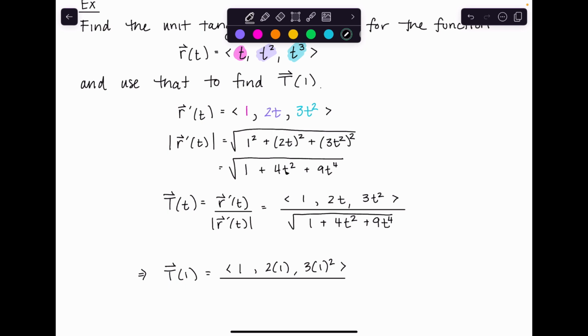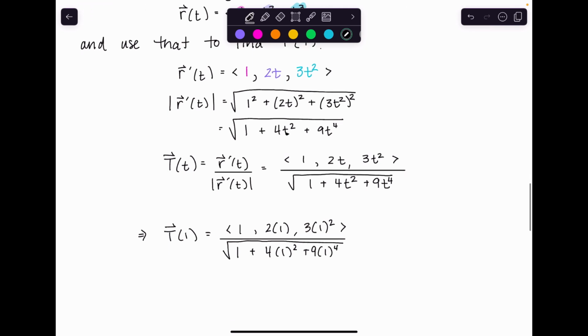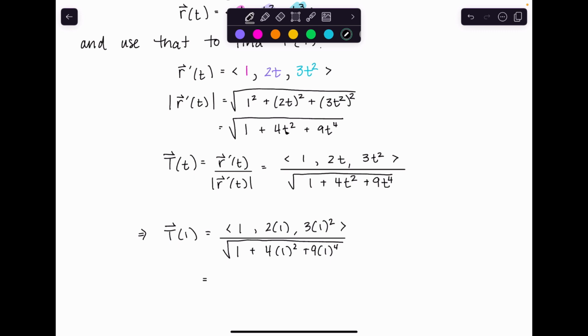And then in the bottom, that would be 1 plus 4 times 1 squared plus 9 times 1 to the fourth, all under a square root. So ultimately, if you add up the bottom, that's 1 plus 4 plus 9. That gives you square root of 14. So each of these gets divided by the square root of 14.